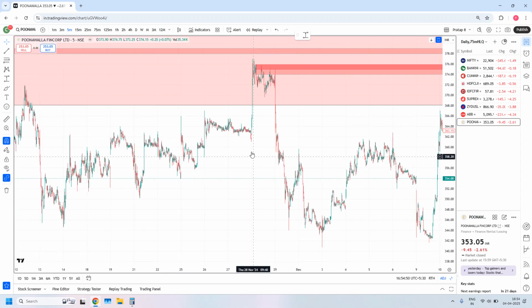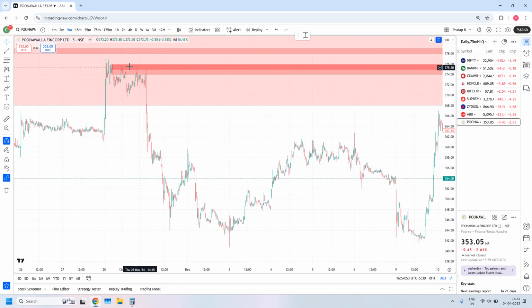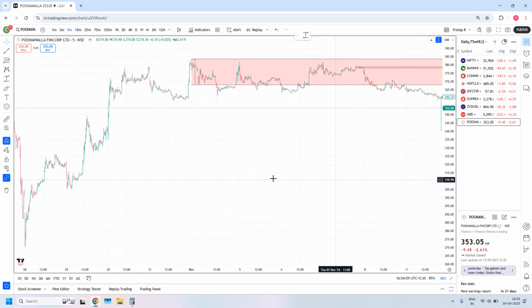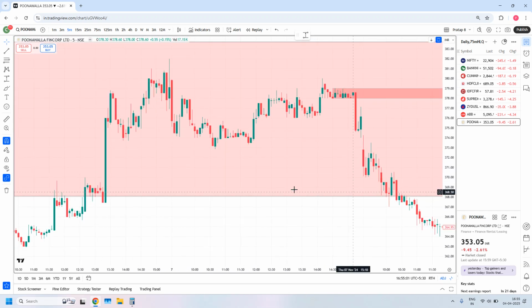Okay, fine. So this is the 5 minutes. This fine-tuned 5 minute zone could be a high liquidity zone. Apart from that, the third 15 minute zone, why we didn't identify a 5 minute zone.